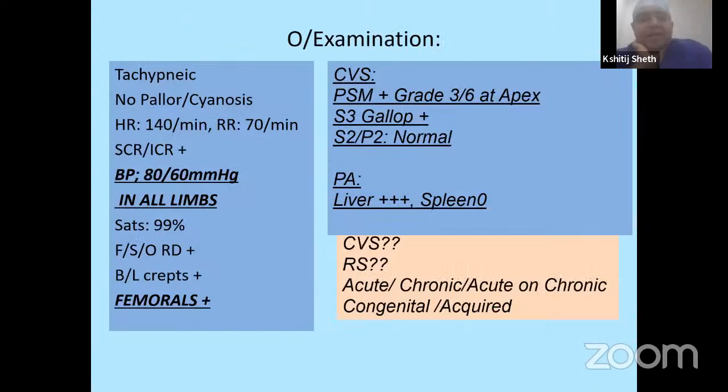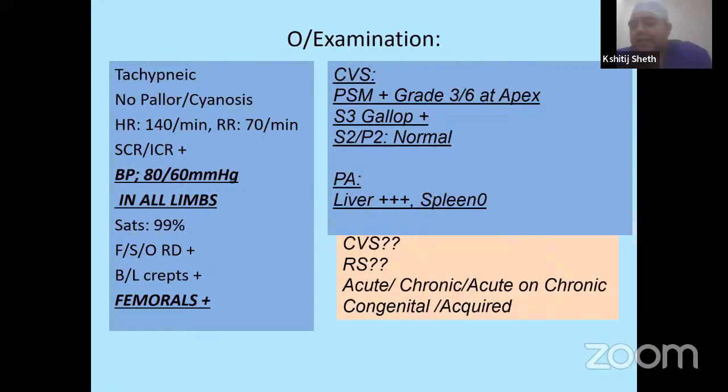But on examination, these are the findings. The child is tachypneic. The respiratory rate is 70 with subcostal and intercostal retraction. There is tachycardia of 140 per minute. BP is fine in all limbs. Saturation is normal in all limbs. There is respiratory distress present. All pulses are palpable, including the femorals. On auscultation of the heart, the first and second heart sounds are normal, but there is a 3/6 pansystolic murmur at the apex. Along with that, there is an S3 gallop present. The liver is enlarged.